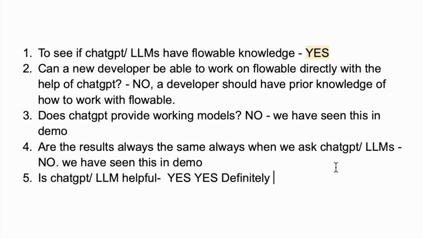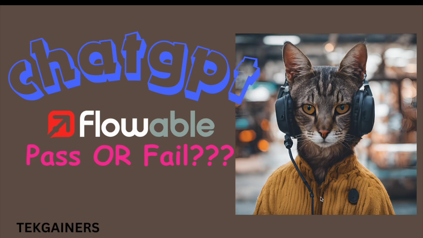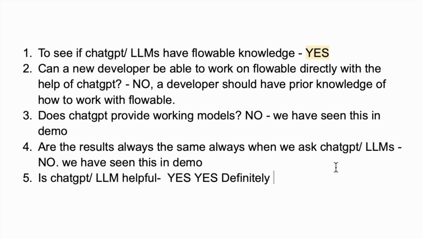Does ChatGPT provide working models? No. We have seen this in the demo. In the first instance, initially it was not able to provide one. After the third attempt we were able to run that model, but then when we did this exercise again, it was not able to give us one in our 4 retries as well. Are the results always the same when we ask ChatGPT or LLMs? No. We have seen this in the video. It always varies. For the same prompt, it will give you dynamic results every time. So you cannot just rely on that information as evidence.